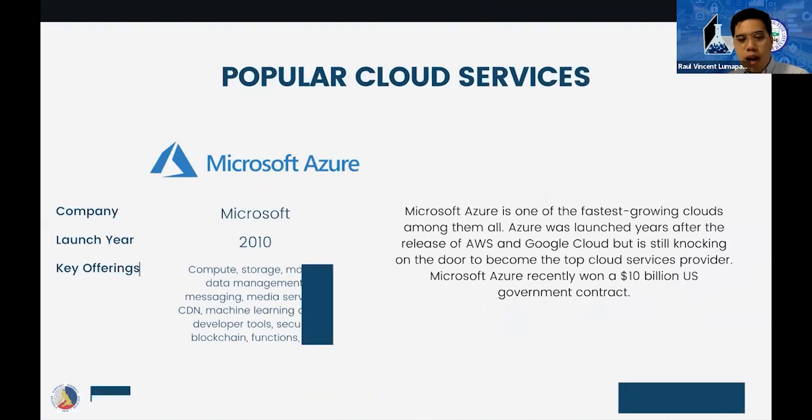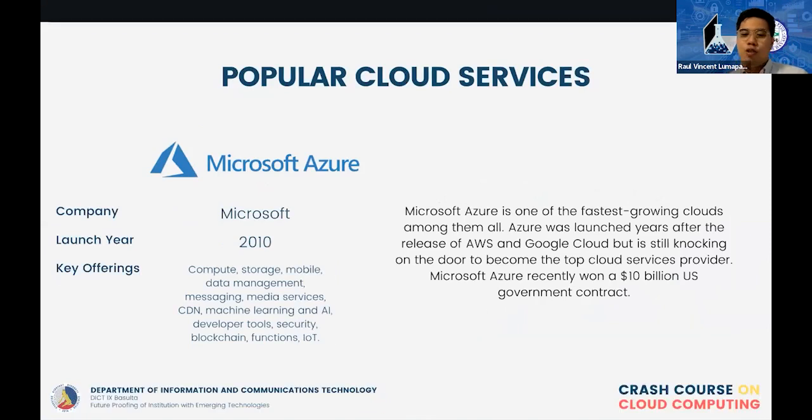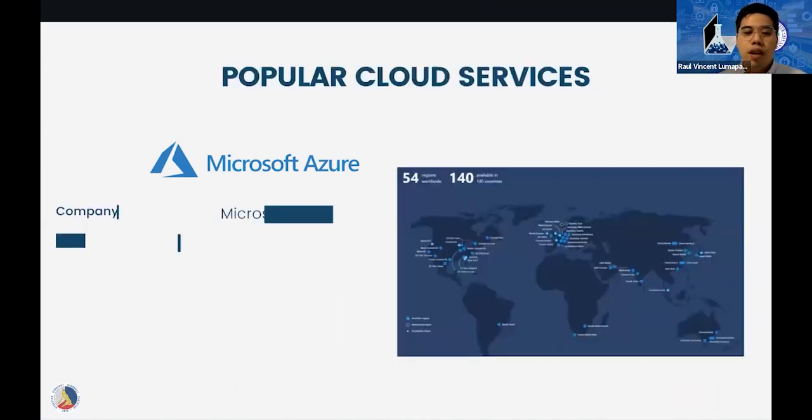Microsoft Azure is one of the fastest growing clouds among them all. Azure was launched after the release of AWS and Google Cloud, but because of a government contract they won with the US, they were able to expand their cloud-based service. That is why security is part of the priority offering of Azure.